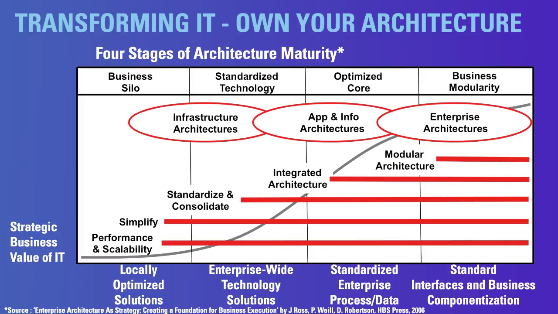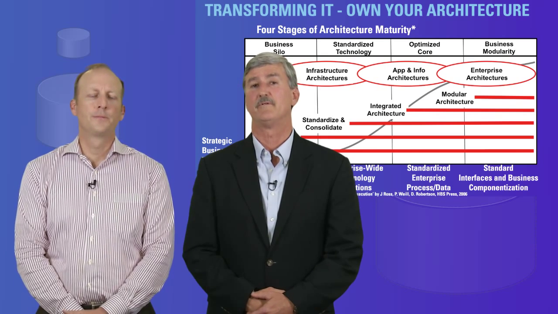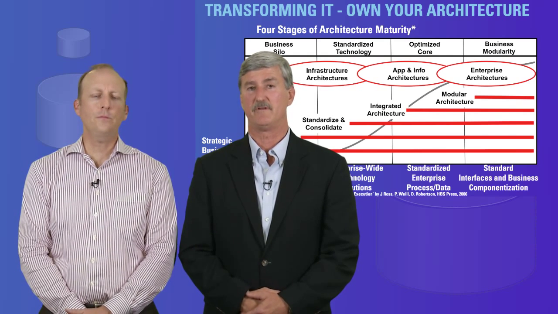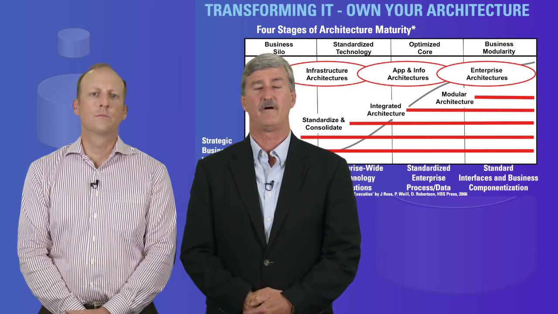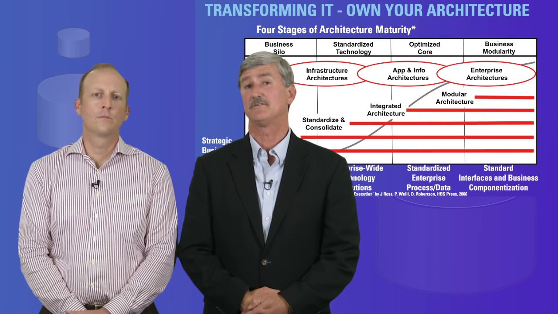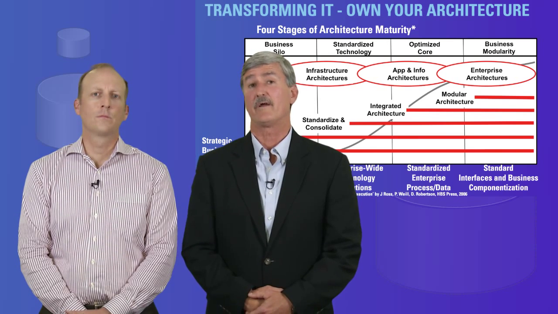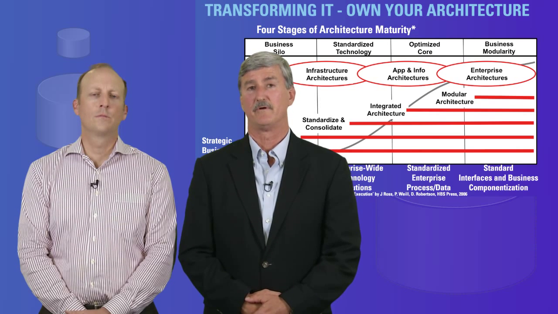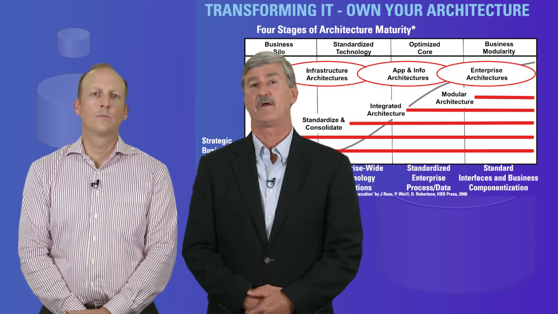Then we have the different phases of architecture: the infrastructure architecture, apps and info architecture, and the enterprise architecture, and the various stages, Ron, that you talked about that you have to go through. Again, you can't skip the steps; you have to go through them in a methodical approach. Yeah, you need to remember that each step adds to the previous step. You can't go from simplify all the way to modular. You need to go through standardize and consolidate, integrated architectures, and eventually you get to that modular architecture. So I consider this slide to be an architecture roadmap. These are the steps you need to go through to maximize the value of IT.